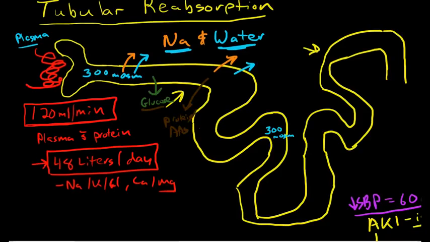Now, in the distal tubule, this is where we regulate the levels of potassium in the body, and where we tend to excrete large amounts of potassium, and we also tend to excrete our creatinine here.